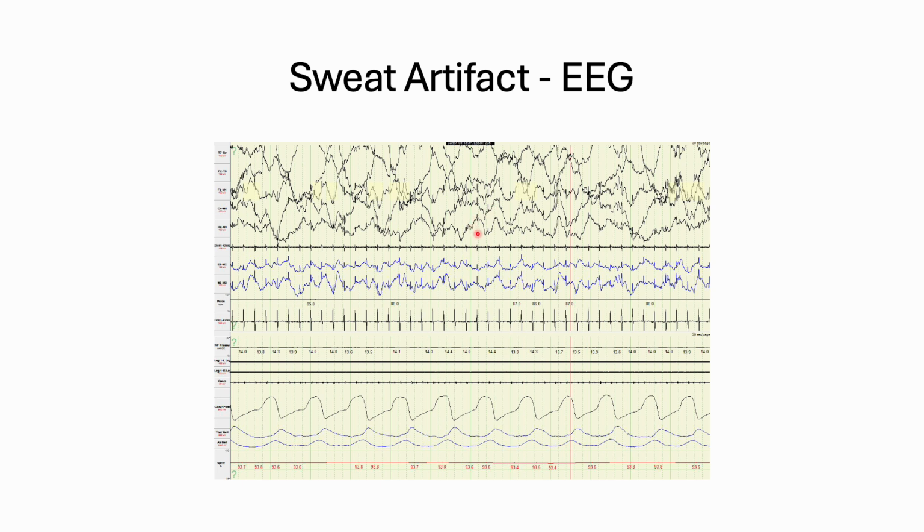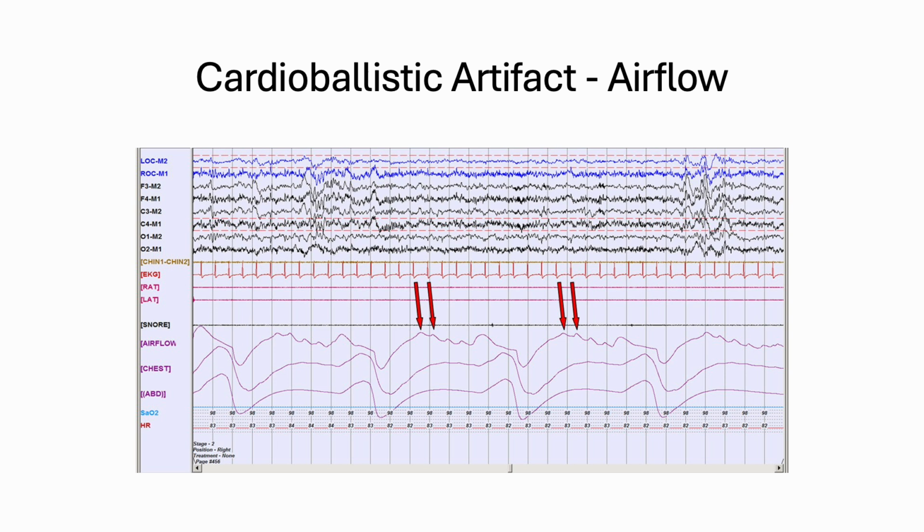Sometimes the sweat artifact can get really bad, and it's just all the waves are going crazy along the way. To fix sweat artifact, you can cool off the room with a fan or AC, take away some of the blankets, something like that. We also have EKG artifact here in the chin and some in the EOG. It looks like some in the EEG, but it's kind of all crazy, so you can't really tell very well.